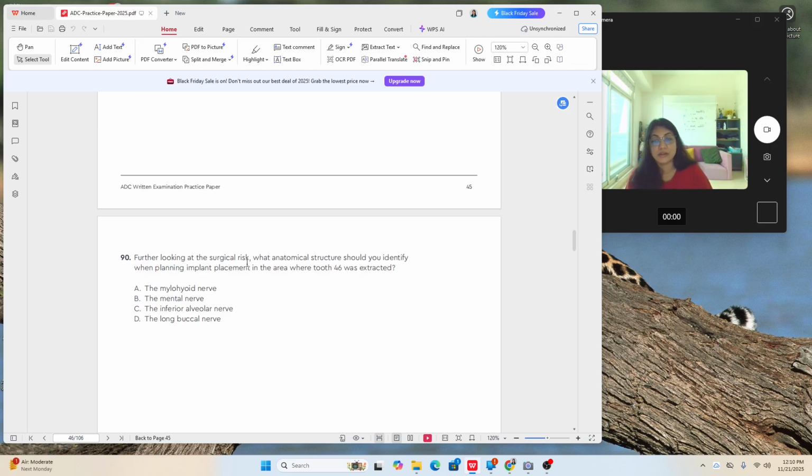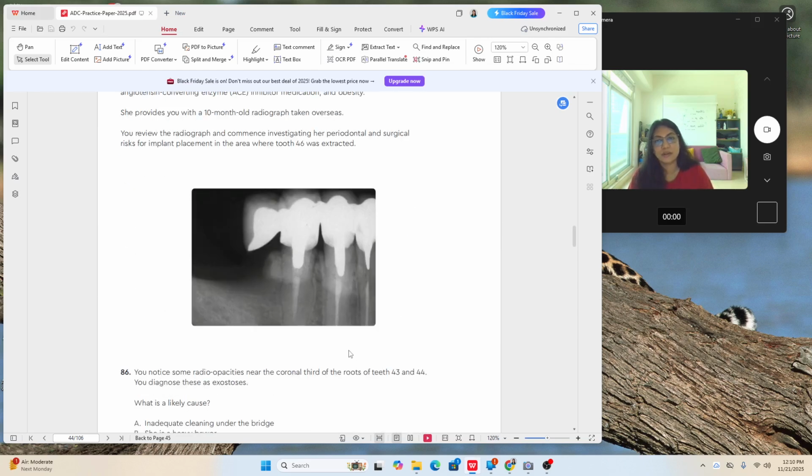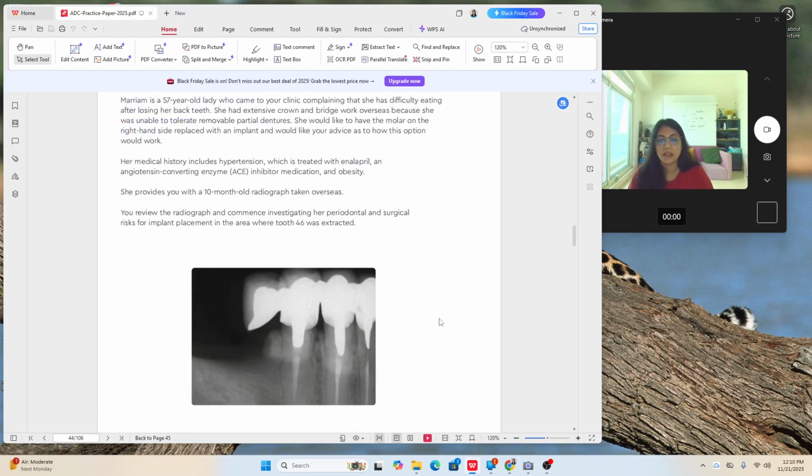Further looking at the surgical risk, what anatomical structure should you identify in the 4-6 area, basically the mandibular? There is only one structure that you need to know, and that's the inferior alveolar nerve. Straight away that becomes your answer. So I hope you have understood this. Very, very good question. I'm very happy with this question.